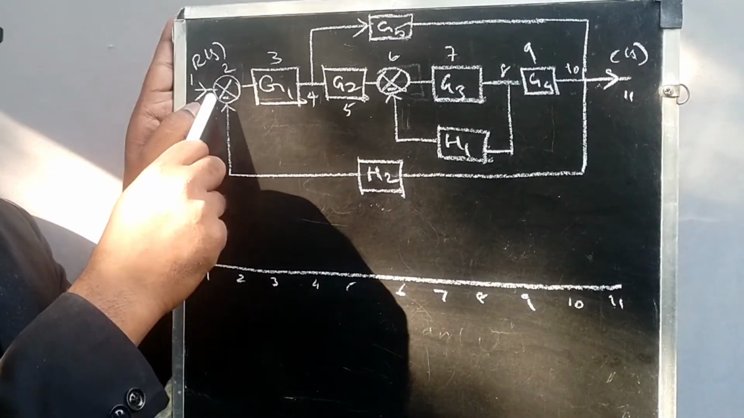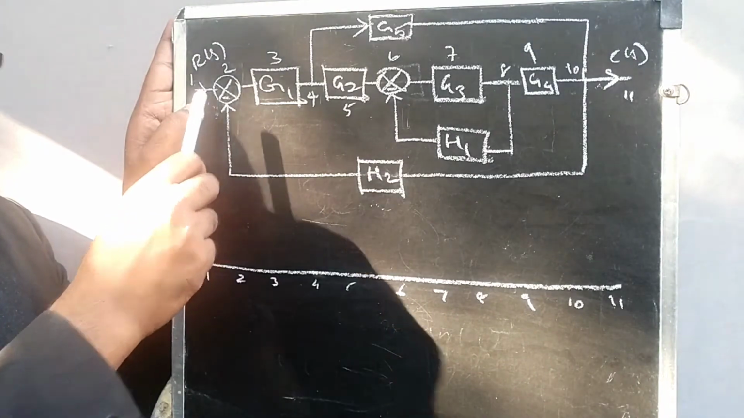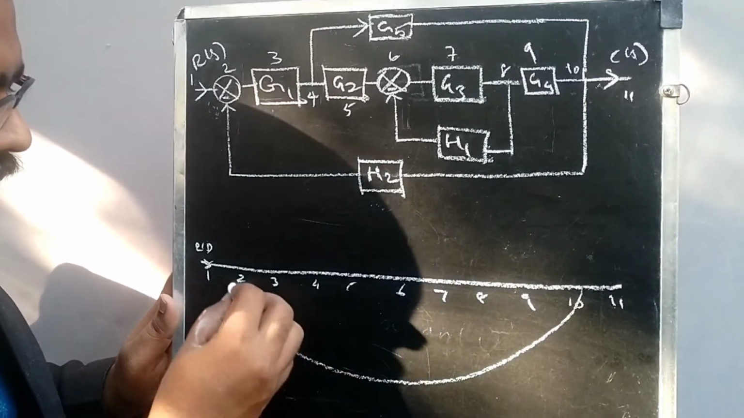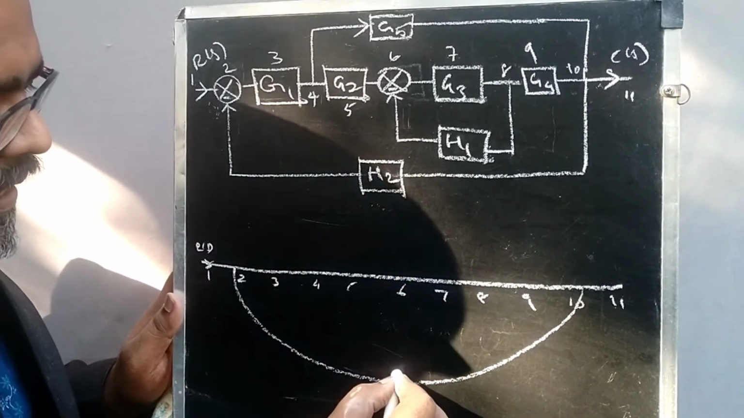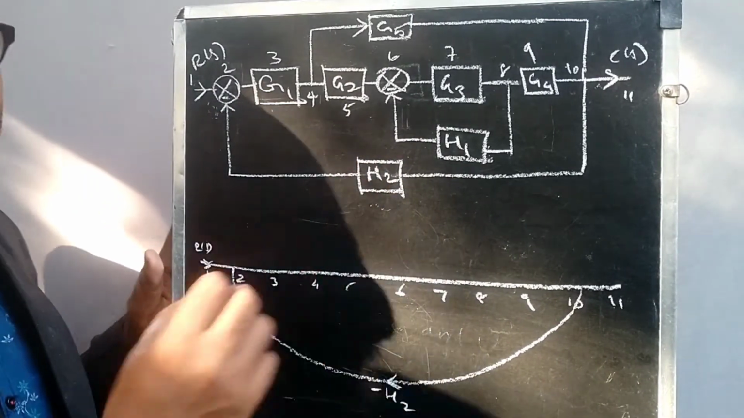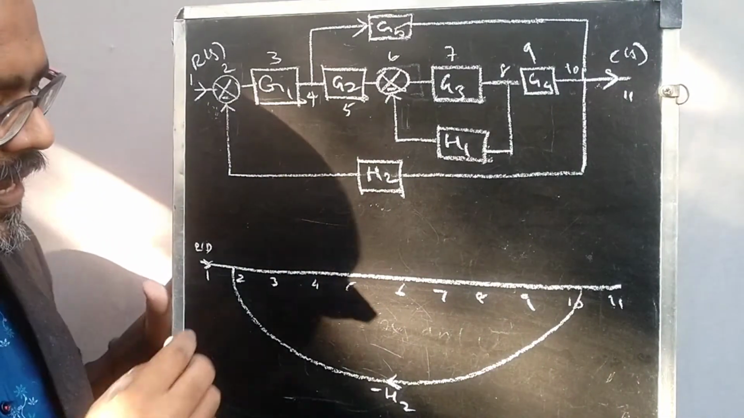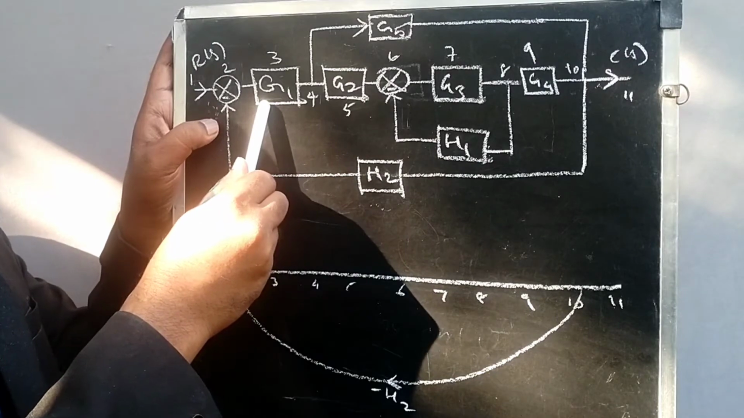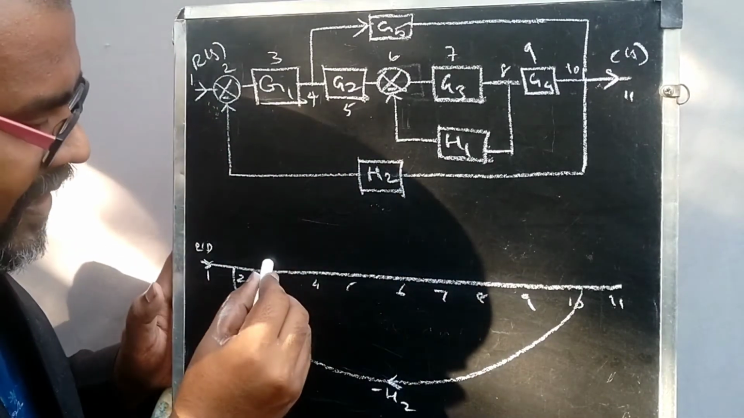And most importantly, this particular summing point indicates minus sign. So we are just connecting from 10 to 2. In between that, we have minus H2. Hope you remember. Okay, then this third, we can fix this third number.